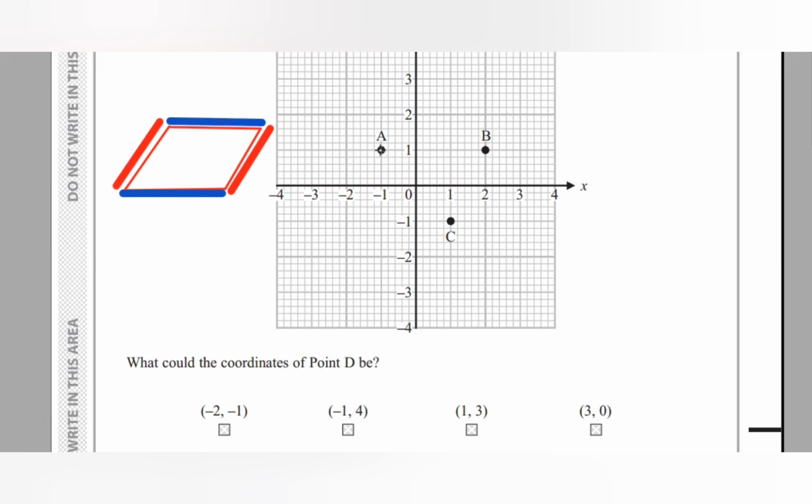So the distance between A and B here, how many boxes from here? We have 1, 2, 3. So 3 boxes. And I'm counting these numbers on the x-axis, using the coordinates here. So these are 3. It means I need 3 boxes, same idea, to this side or this side. I can go this side because it's still a parallelogram, okay? So I have this side and this side.